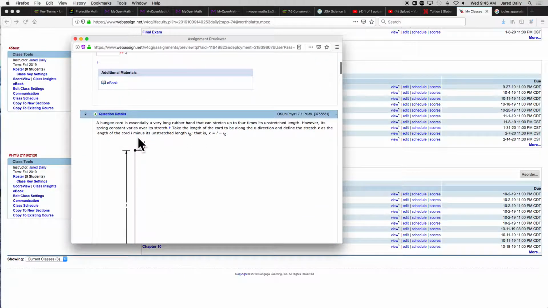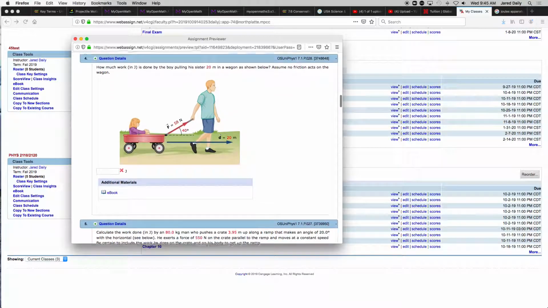Okay. Well, number 4 is very similar to the one done in the book with the lawnmower, except instead of pushing the lawnmower, we're pulling the wagon, right? So we're pulling with a force of 58 newtons, angle of 40 degrees, and we go a distance of 20 meters. Work is equal to force times distance times the cosine of the angle between the force and the distance. So you take the cosine of 40 degrees, multiply it by the 58 newtons, multiply it by the 20 meters, and you will get the amount of work done on the wagon by the boy.